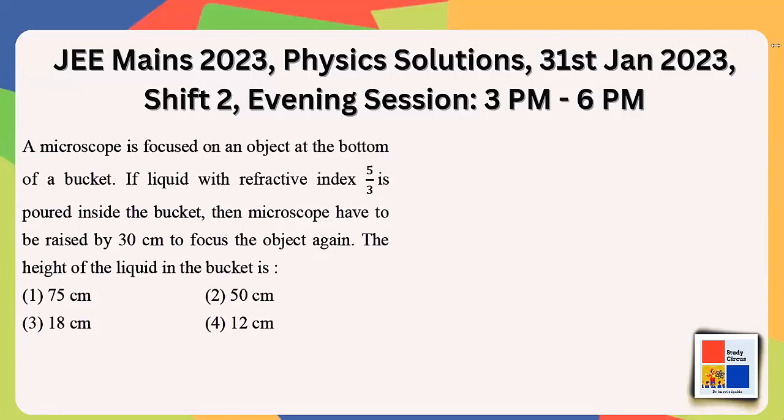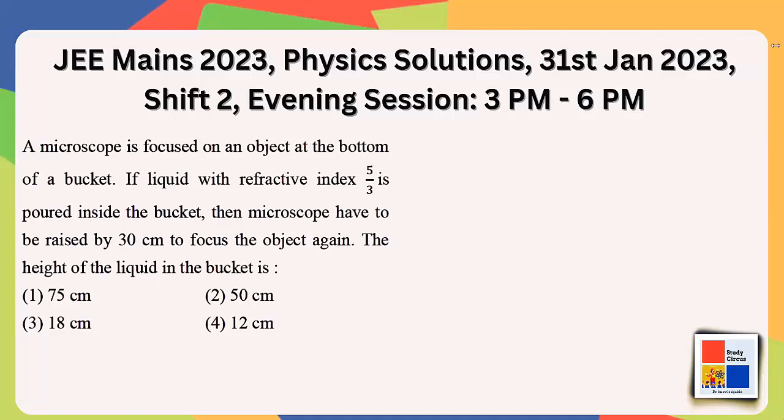So this question is saying a microscope is focused on an object at the bottom of a bucket. A liquid of refractive index 5/3 is poured inside the bucket. Then the microscope has to be raised by 30 centimeters to focus the object again. So what is the height of the liquid that was poured in the bucket?